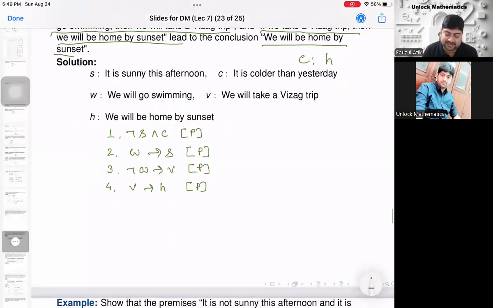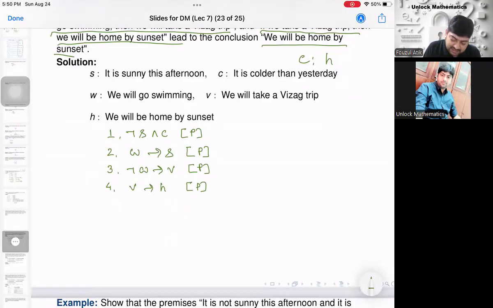Now these four premises are given, and with the help of rules of inference and some logical equivalences, you have to prove that you will get the conclusion H. You can do that just by omitting the variables. Number 4 involves H, so you have to somehow extract H from number 4. Try to simplify, and omit the variable wherever possible.